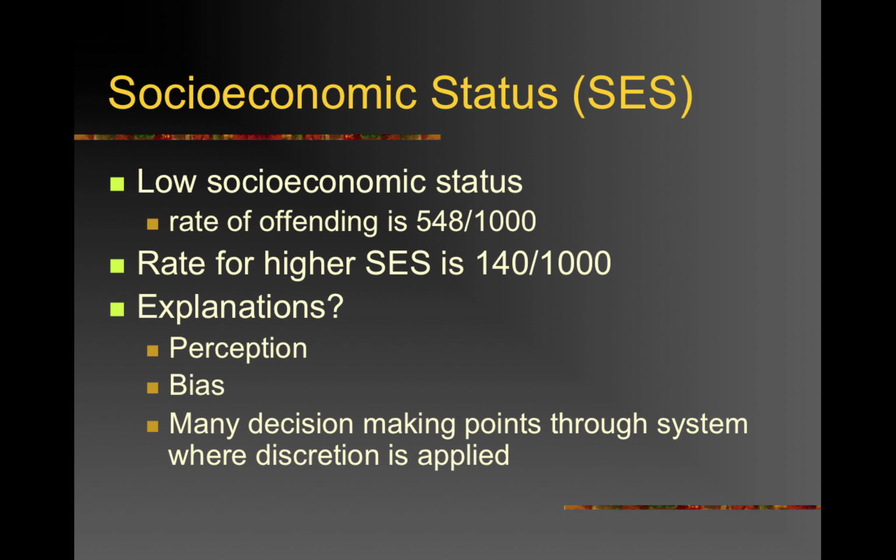There are differences in rates of youth in the juvenile justice system based on socioeconomic status as well. The rates are quite different between the lower and higher socioeconomic brackets. It's difficult to tell why these differences in rates exist. As you can see from the slide, those in the lower socioeconomic status groups are much more likely to be in the juvenile justice system.